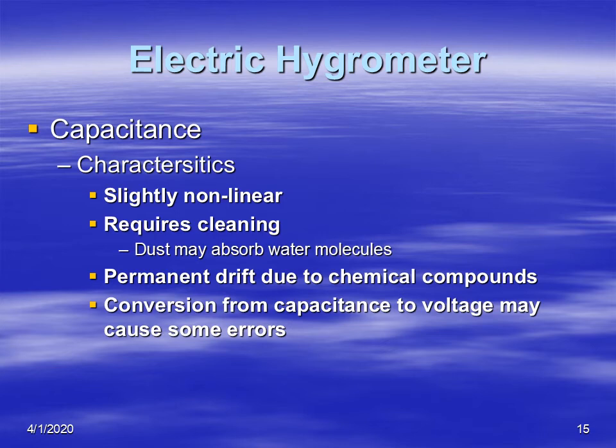Also, the polymers may have a little bit of chemical change over a period of time. So as a result, you tend to find some drift in the calibration of the instrument. And also some literature says that there's some problems with the conversion from capacitance to voltage. I really don't have any more details on that, and you'd have to dig into the particular instrument to find that out.